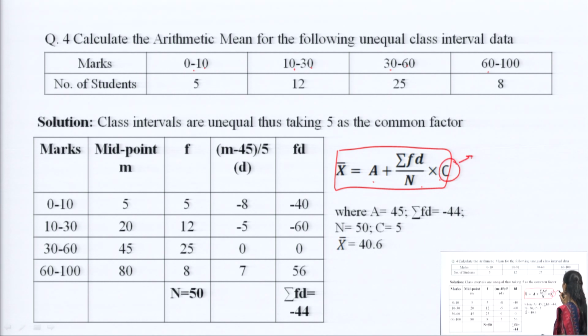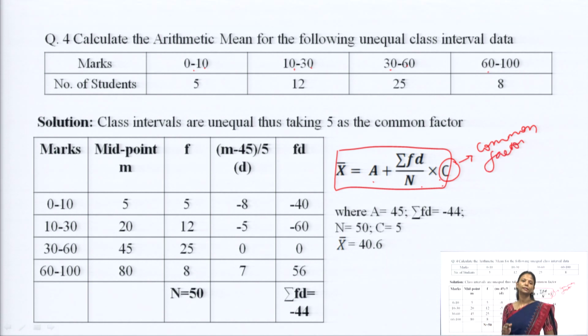What is c? C is the common factor from your midpoints. A common factor is a number which can divide all the midpoints and give you a whole number. So, these midpoints can be divided by 1, but we do not take 1. We cannot take 2, because we cannot divide 5 and we cannot divide 45 by 2. But what we can take as a common factor is 5. So, here we have taken common factor c is equal to 5. Class intervals are unequal, so we have taken 5 as the common factor.